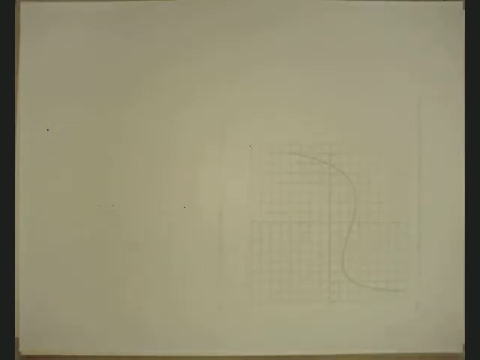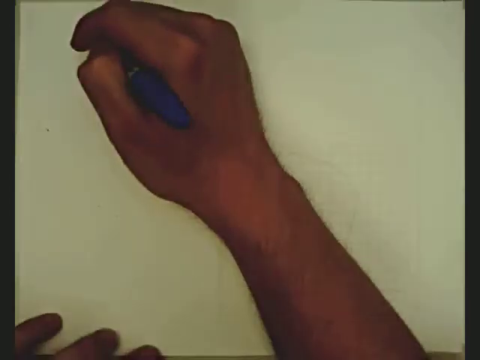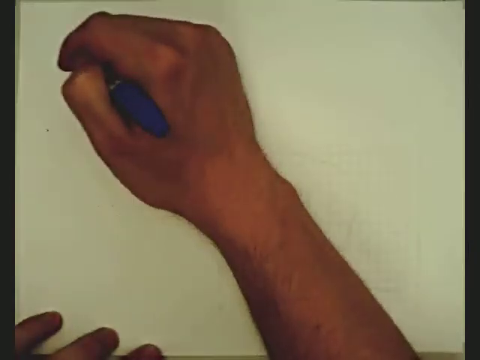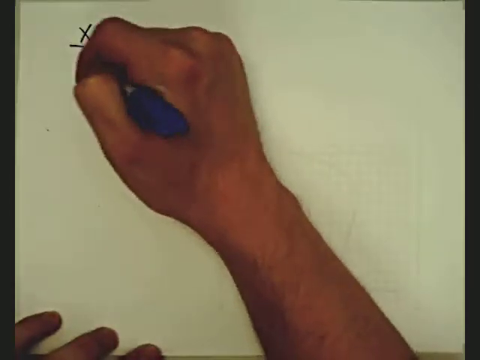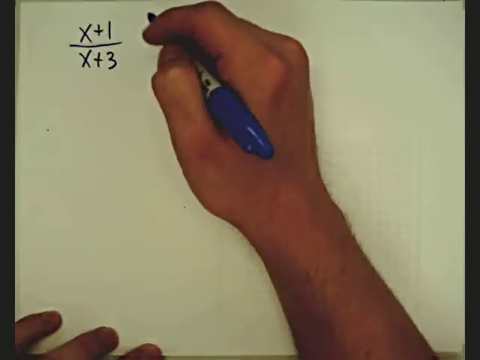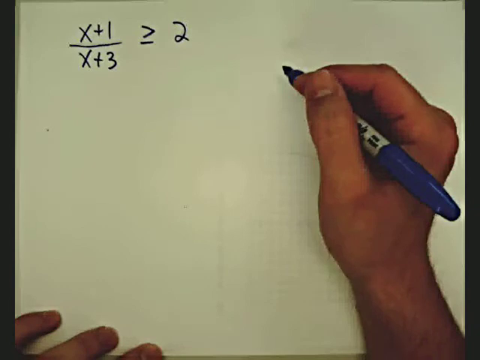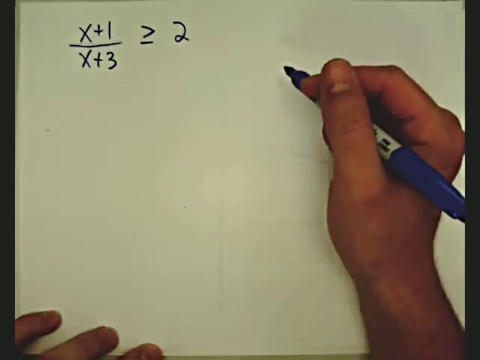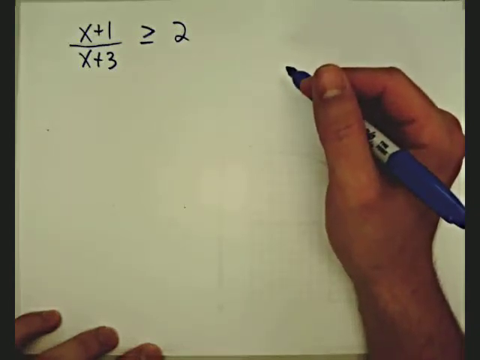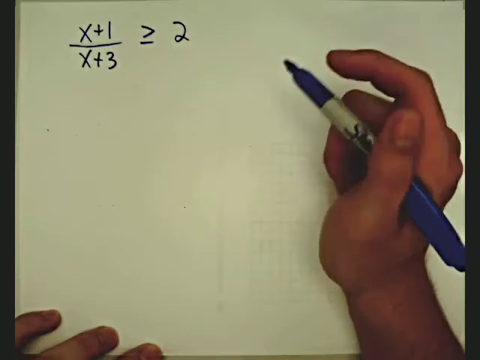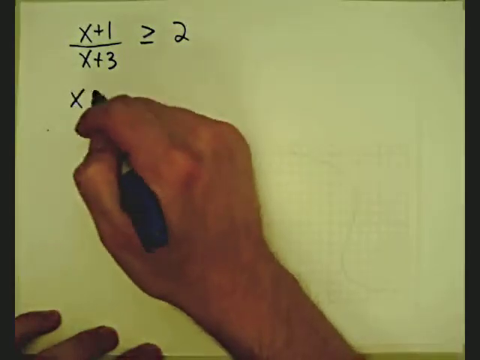on our number line. So example 3, solve and graph the solution set on a number line for (x + 1)/(x + 3) is greater than or equal to 2. So like a polynomial inequality, the first thing we want to do is get everything on the same side of the inequality, and we'll do that on this one by subtracting 2.